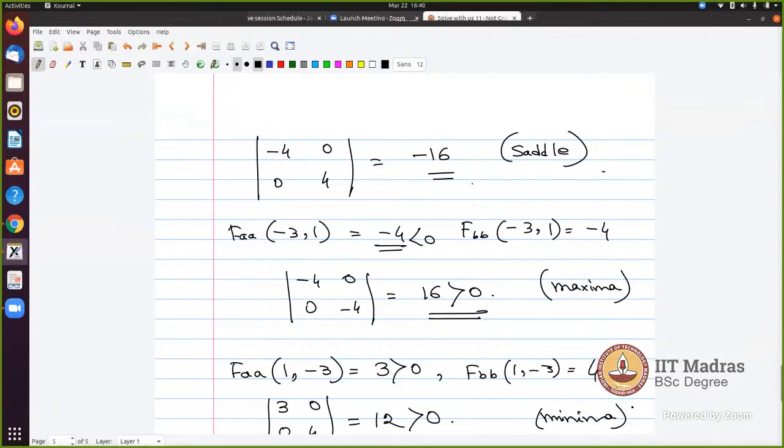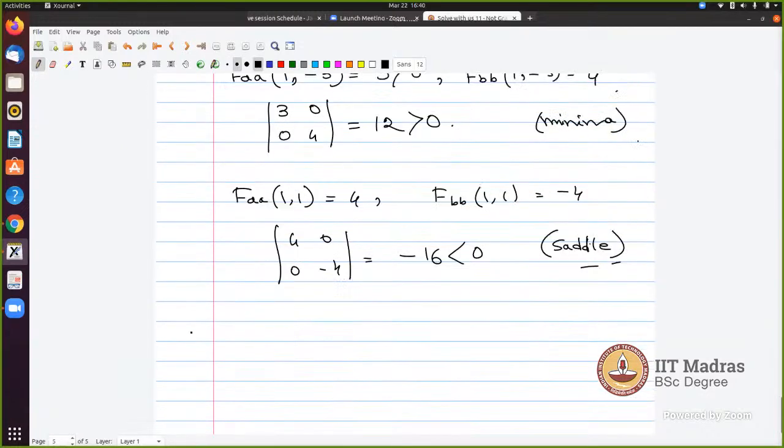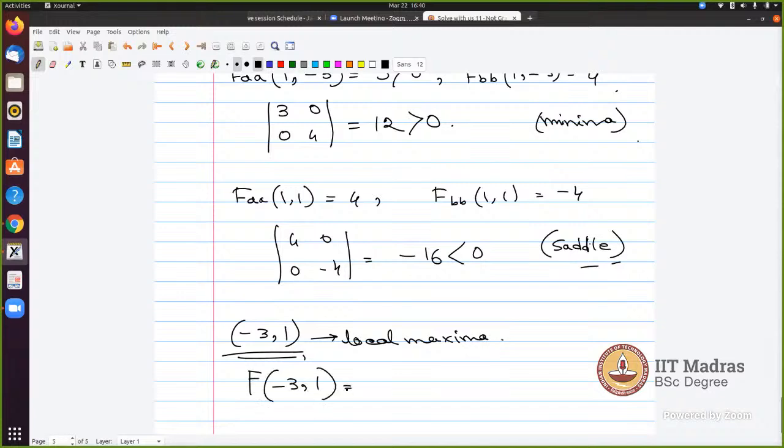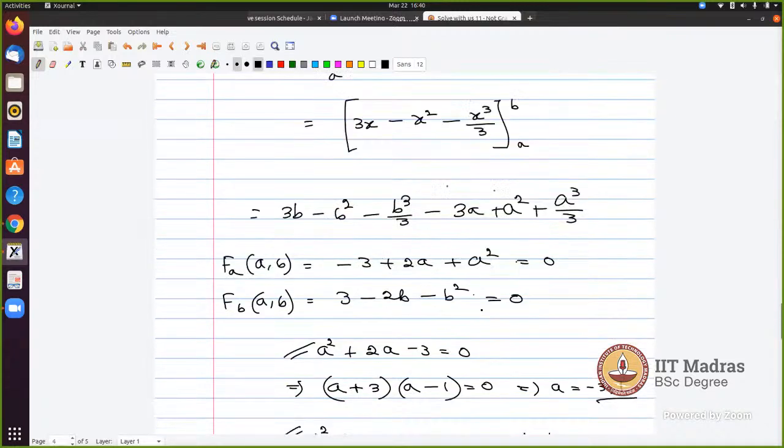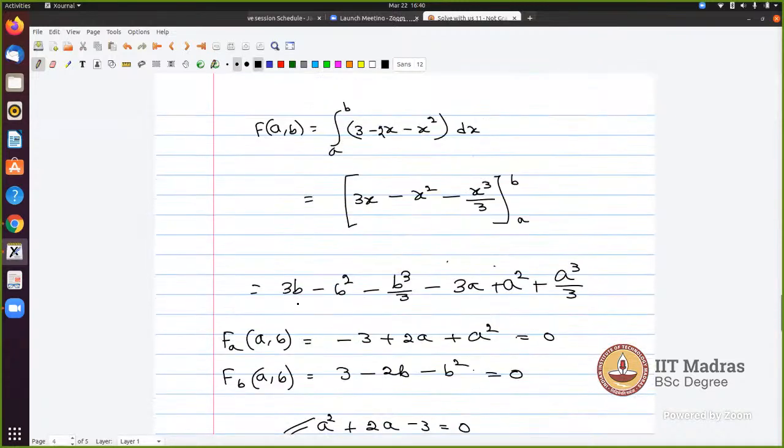Now the maximum we get at the point minus 3 comma 1, right? So minus 3 comma 1 will give me the maxima. This is the local maxima. So what is f of minus 3 comma 1? We have to put the value here, right? Minus 3 comma 1.